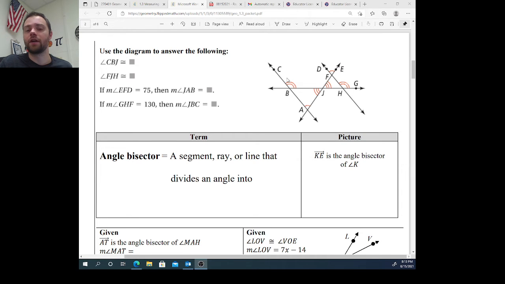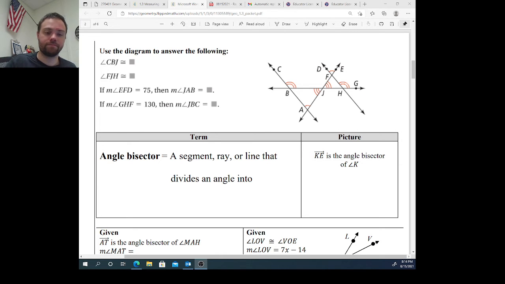If you take a look, I've got a parallel line here. DF or DH is parallel to CA. Okay? And then B and G cuts right through these parallel lines at the horizontal. Okay? So that means that this angle is going to equal this angle. So I've got angle CBJ is congruent to angle DHG.